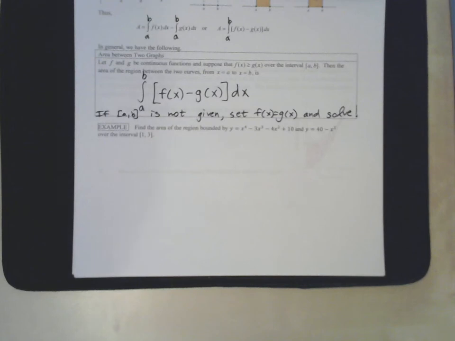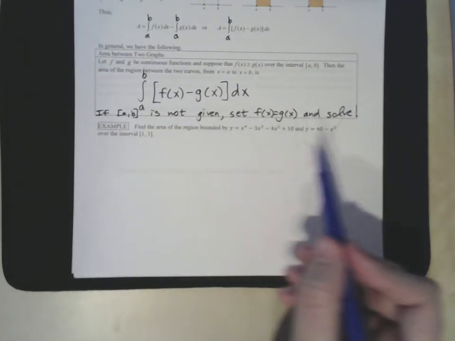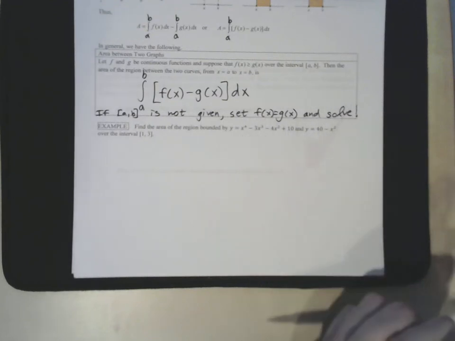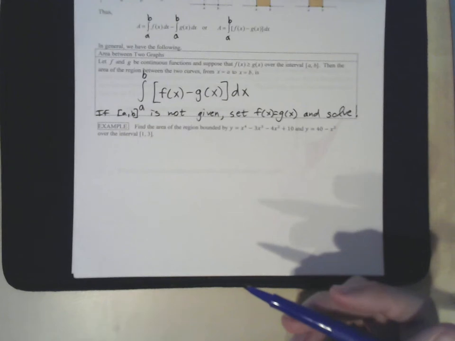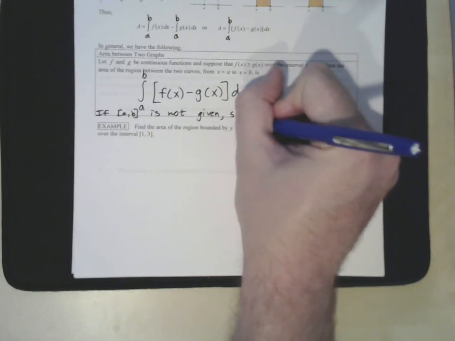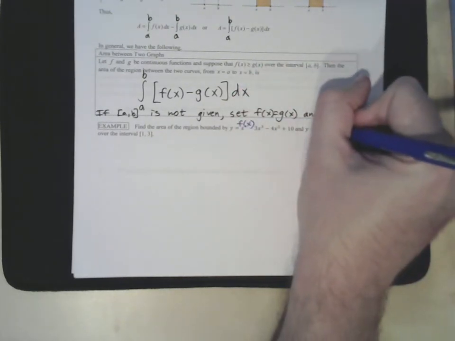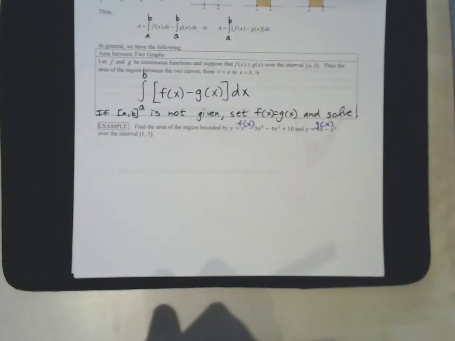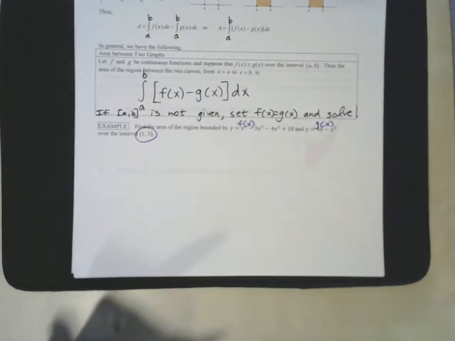Find the area of the region bounded by y equals x to the fourth minus 3x cubed minus 4x squared plus 10 and y equals 40 minus x squared over the interval 1 to 3. So what you can do easily is graph the functions on your calculator to identify which one's on the top and which one's on the bottom. We're not trying to make this too complicated, but if you plug these into your calculator real fast, you'll find that f of x is the top function, which is this first one, and g of x, the bottom function, is the second one. So this is our a to b, 1 to 3.